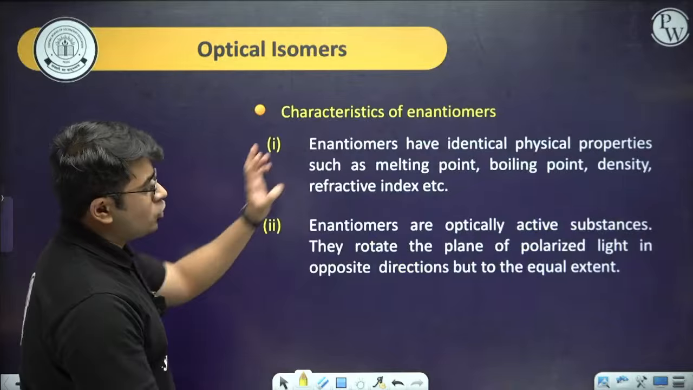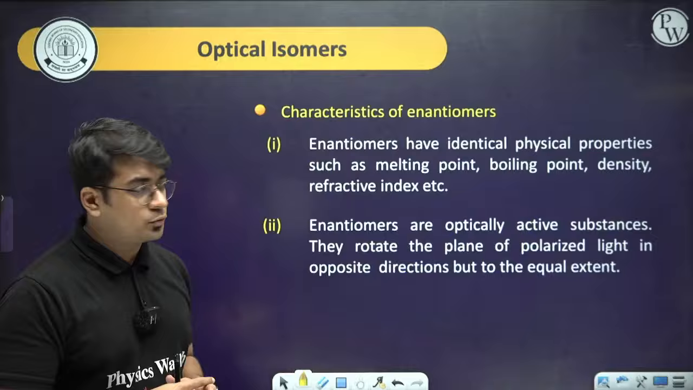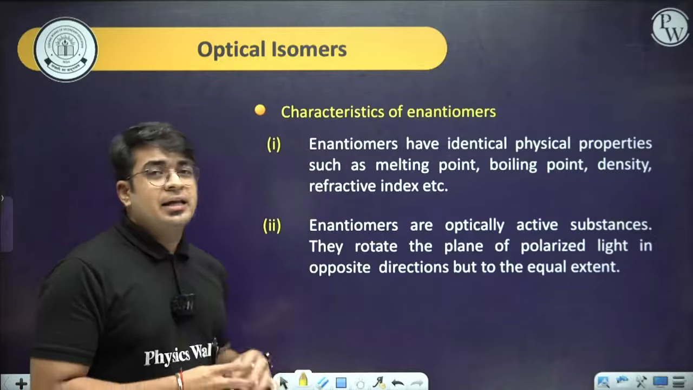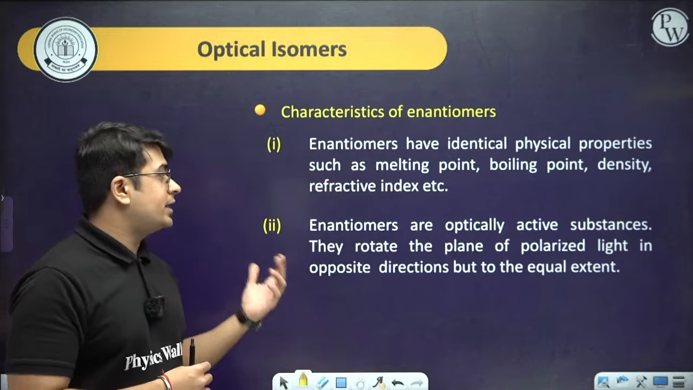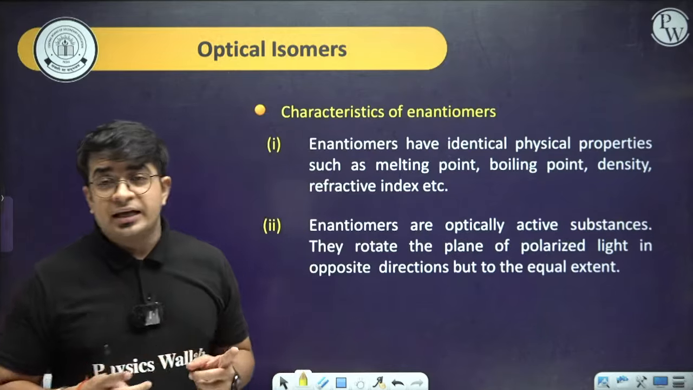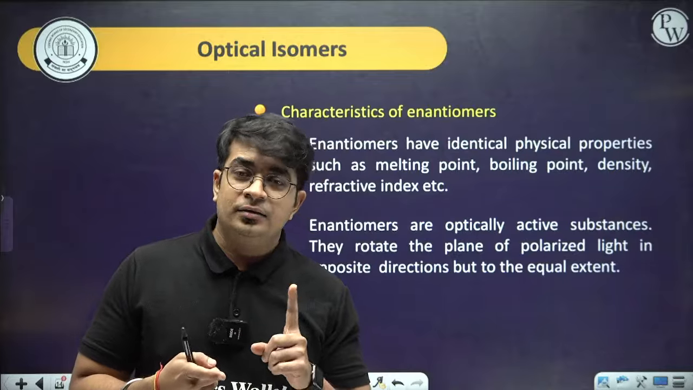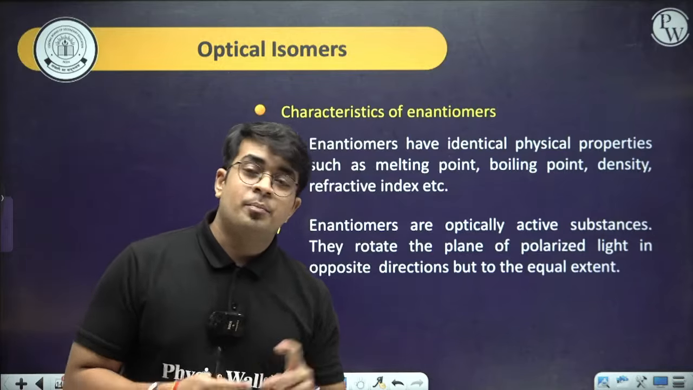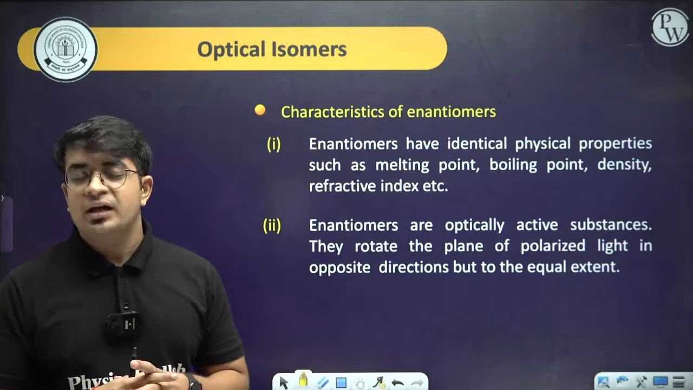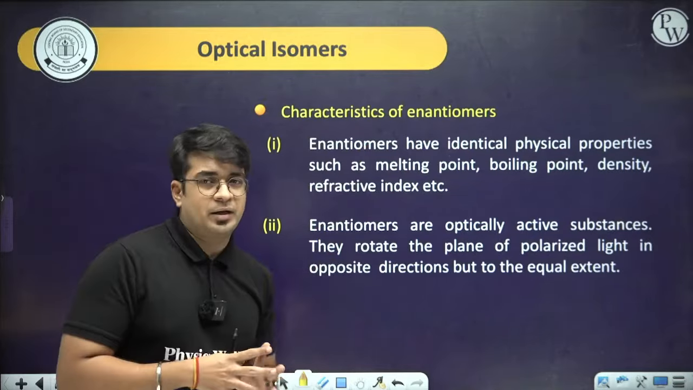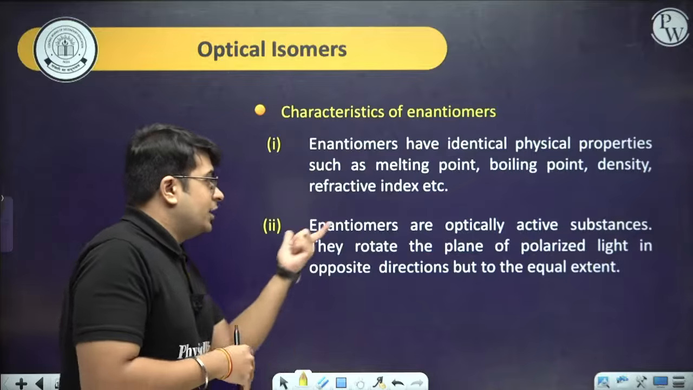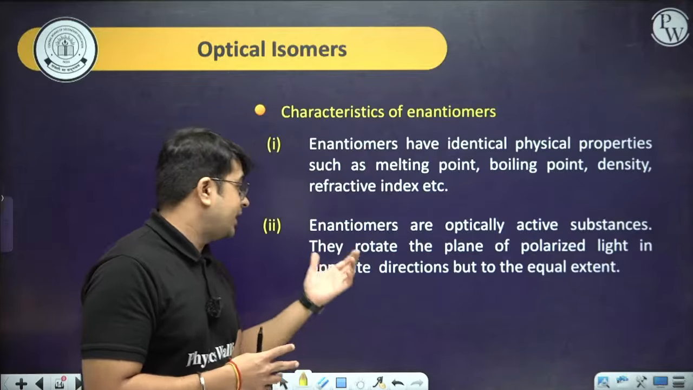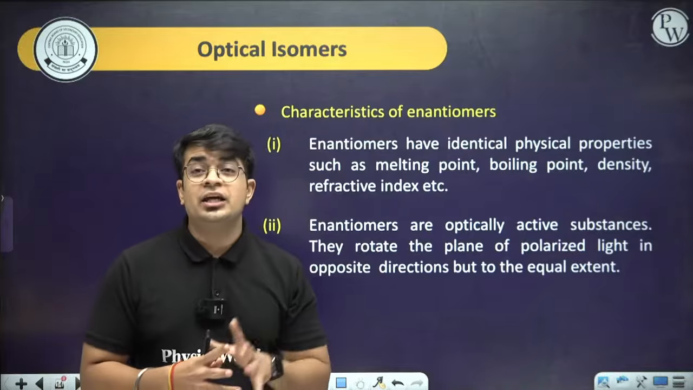In the same way, if I talk about the basic characteristics of enantiomers, I can simply say that enantiomers have the same physical properties like their melting point, boiling point, density, refractive index, because in this case their molecular formula as well as their structural formula is absolutely the same, but their 3-dimensional orientation is slightly different. So their physical properties are going to remain the same. But enantiomers are optically active substances. Definitely they rotate the plane of polarized light in opposite directions but to an equal extent.